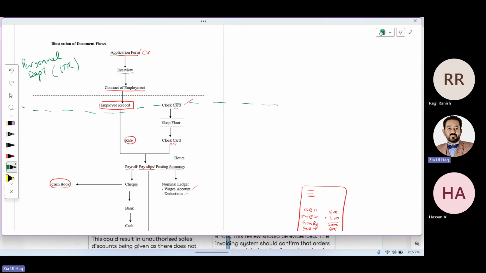There is another system of recording hours and preparing payroll. This should be assigned to the wages department.